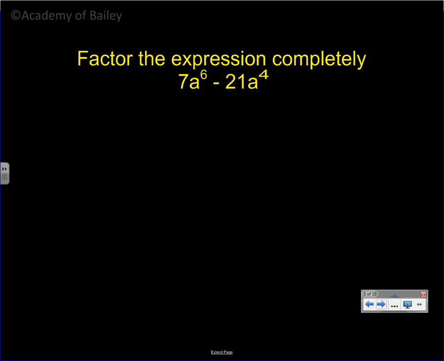Let's look at this one here. Let's figure out what numbers come out of 7a to the 6th that also comes out of negative 21a to the 4th. How about a to the 4th? Can I get a to the 4th out of a to the 6th? 7 times a to the 4th times a to what power is going to be a to the 6th? Well, it must be 2, because we add 4 plus 2 and get 6. Now, if we have a 7 over here on the left term, can we pull a 7 out of the right term? Can we pull a 7 out of 21? Yes. 7 times 3, right, is 21. And then we have a to the 4th.